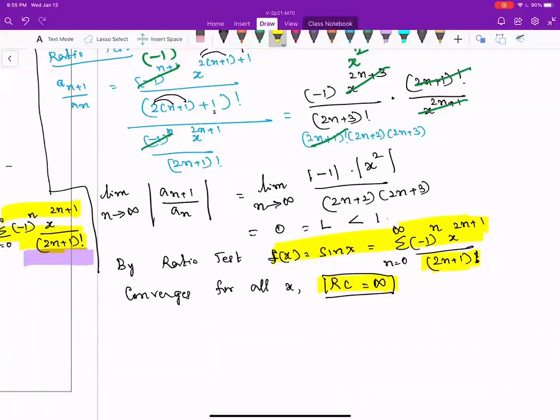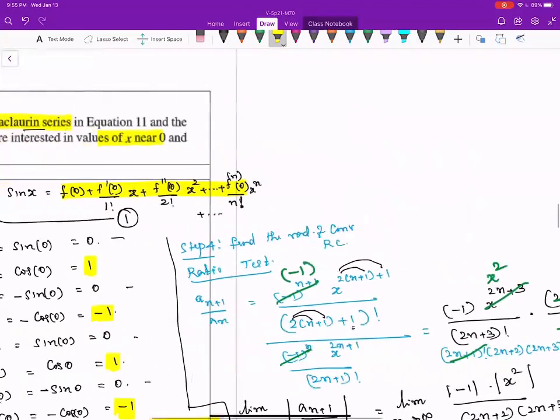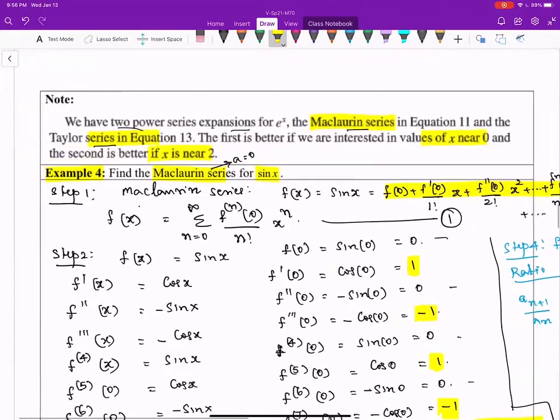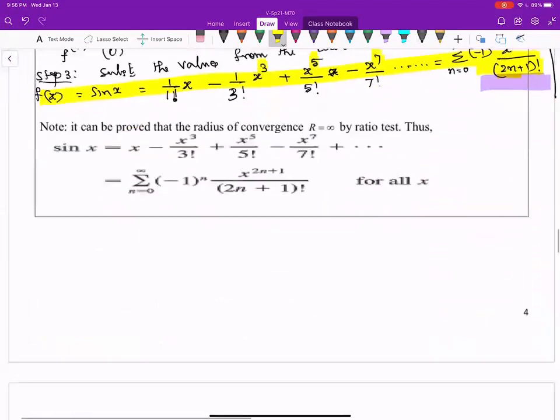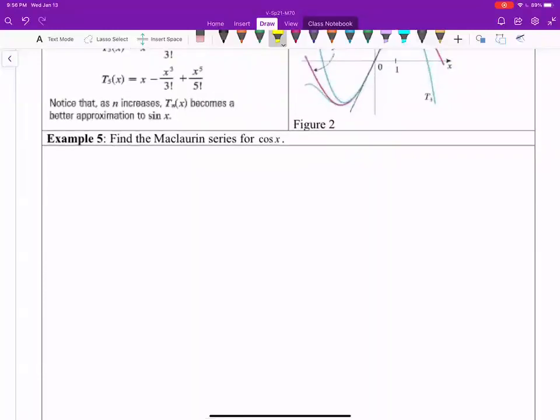Welcome back. This is part C of a concept video on Taylor series and Maclaurin series, which is section 10 of chapter 11. So we already saw some examples of how to write a function in terms of Maclaurin series or in terms of Taylor series. And every time we gave a radius of convergence as well. Now let's try Maclaurin series for cosine x.